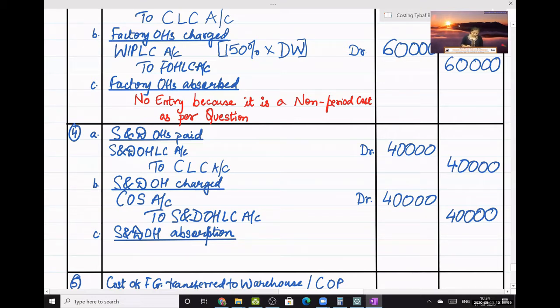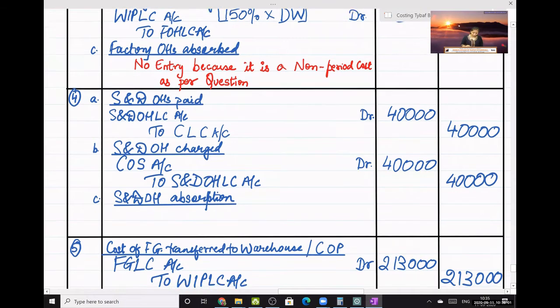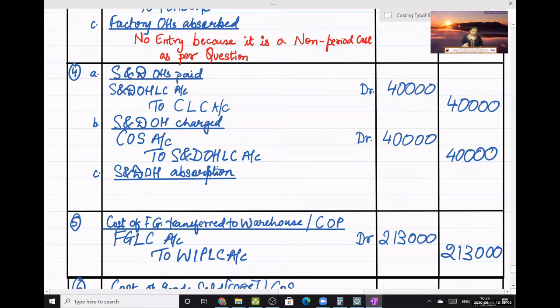Next, journal entry number 5. They have said cost of finished goods transferred to warehouse. ये एक नया terminology है, this is a new terminology which you are hearing for the first time in the sum. But उसका meaning क्या होता है? Cost of production. Okay. So if exam में आया, cost of finished goods transferred to warehouse means it is cost of production का entry.